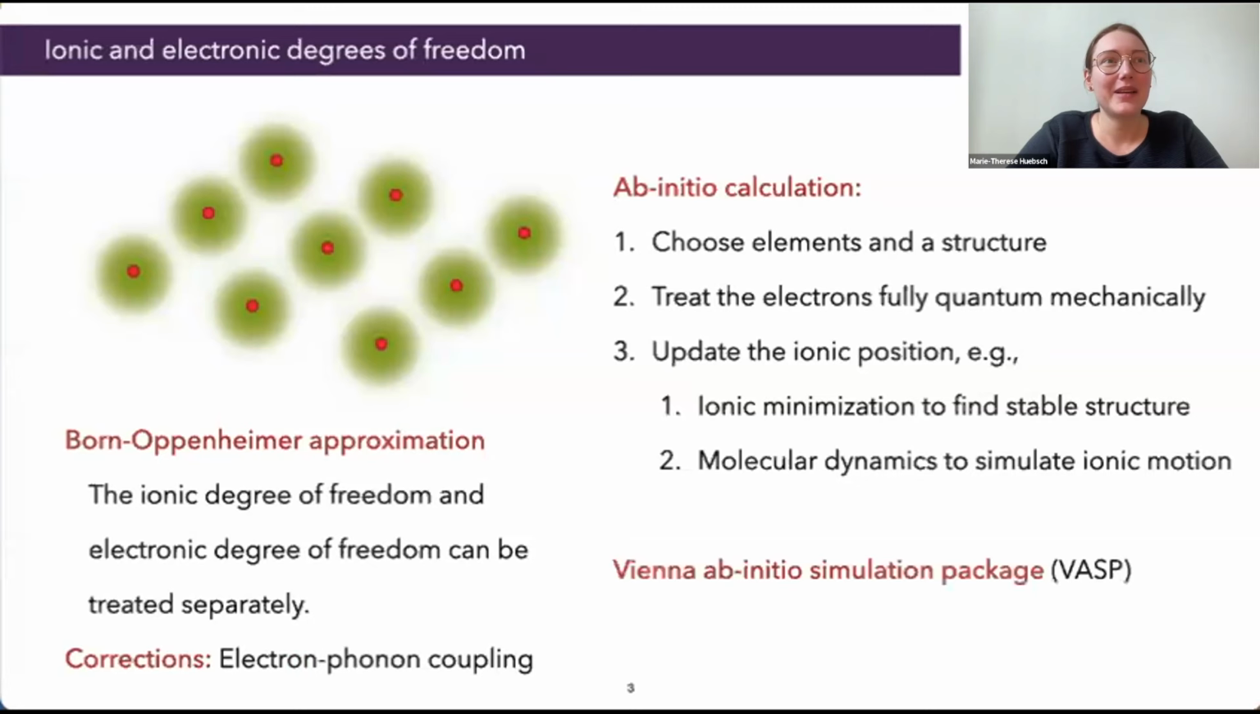So these are the basic steps for any ab initio code, and VASP is a program that you start from the command line, which reads input files. I will now mention these input files here and there in order to make the connection to practical calculations. And the first input file is called POSCAR, and it defines the ionic positions, so the structure.